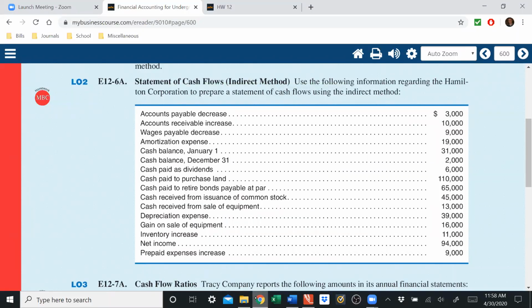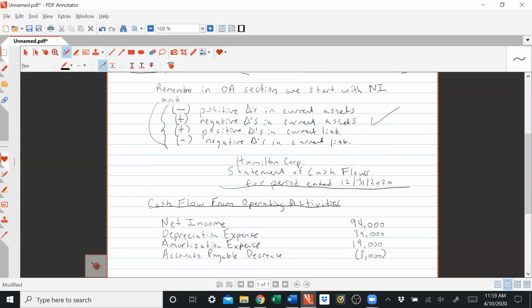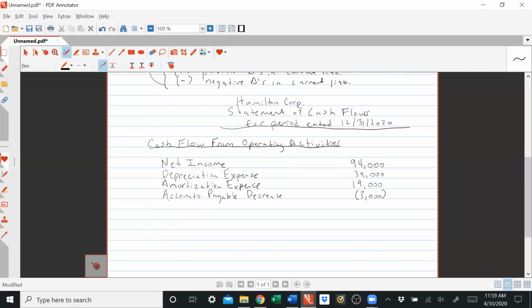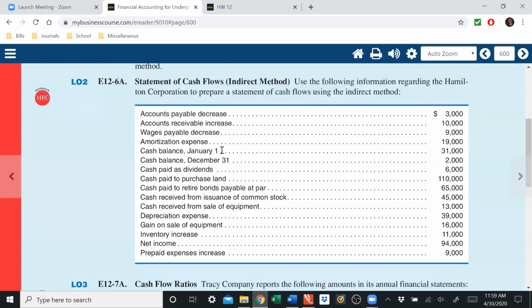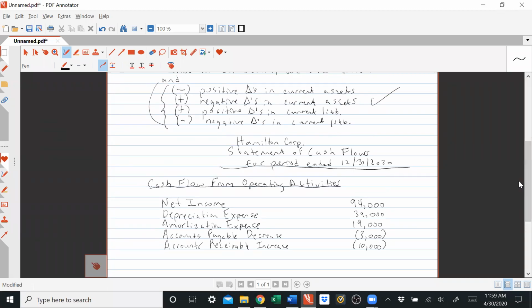Accounts receivable is a current asset. It increases 10,000. An increase is a positive change. So we're going to put a negative sign in front of that 10,000. We're going to subtract the accounts receivable increase. Wages payable, it's a current liability. It decreases 9,000. So a decrease is a negative change. So that $9,000, we're going to put a negative sign in front of it because we have a negative change in this current liability.